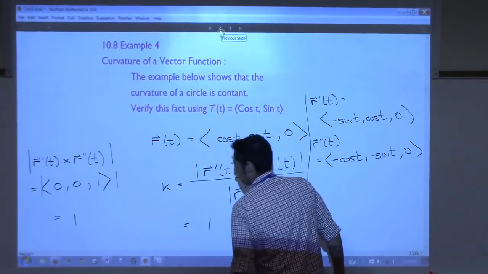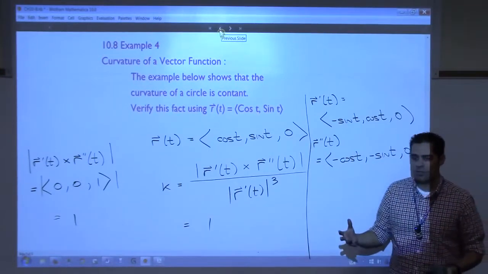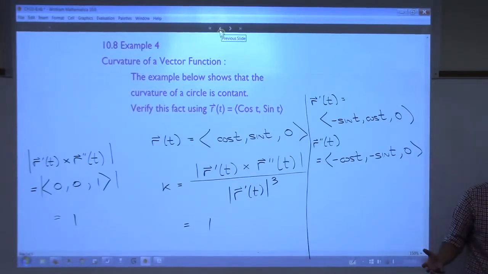That's boring, right? But you get the idea of how you'd use that formula. And not only that, if you have a two-dimensional vector function, you can extend it into three dimensions so that you can get the curvature using the second formula.